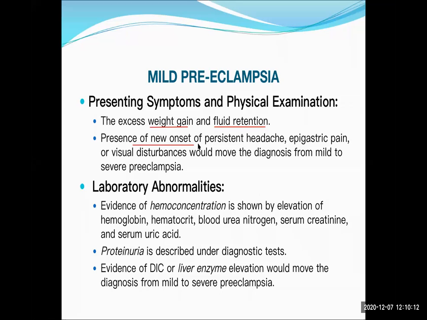There is a presence of new onset of persistent headache, epigastric pain, and visual disturbance. Okay. Now, if these are present, then we think about severe type of preeclampsia rather than mild. But sometimes, it is an in-between type of condition. Some of the features are present even in mild to moderate type of preeclampsia. And if all of them are present, then we can think of severe preeclampsia.